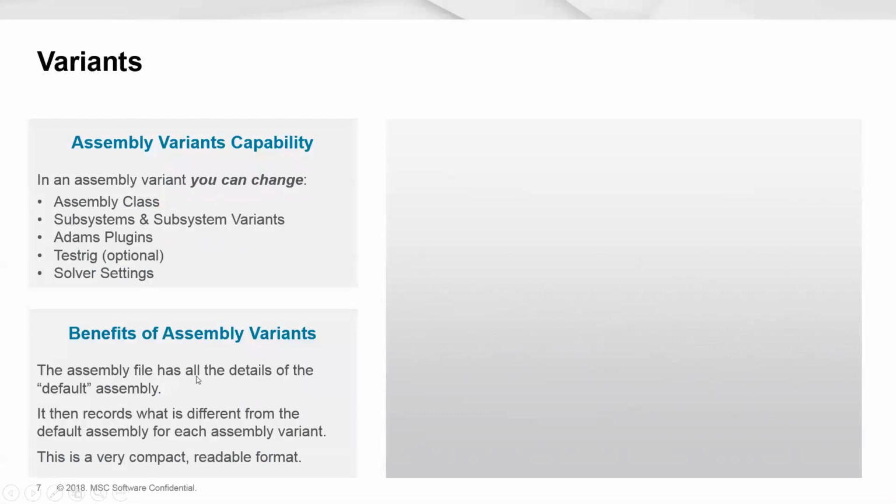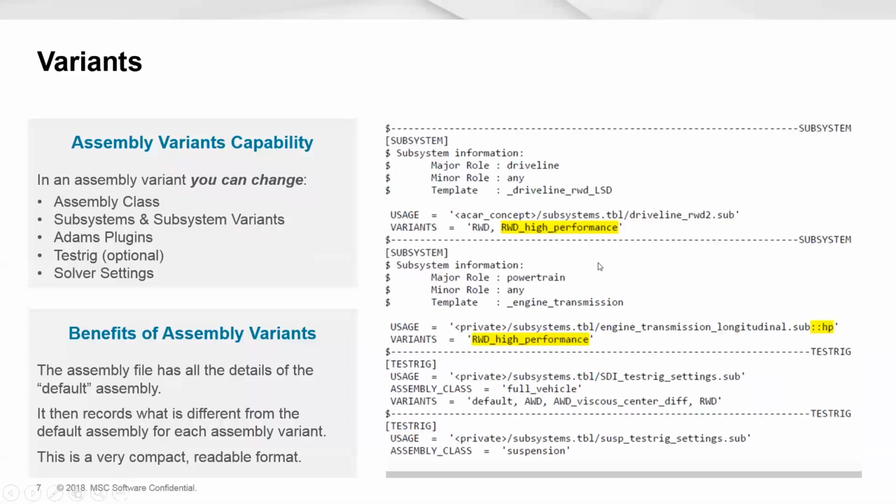So the way that that's all implemented is that the assembly file has what we call a default assembly, which stores all the details for that assembly. And it then records what is different from the default assembly for each assembly variant. The result here is a very compact and easily readable format. An example would look something like this.